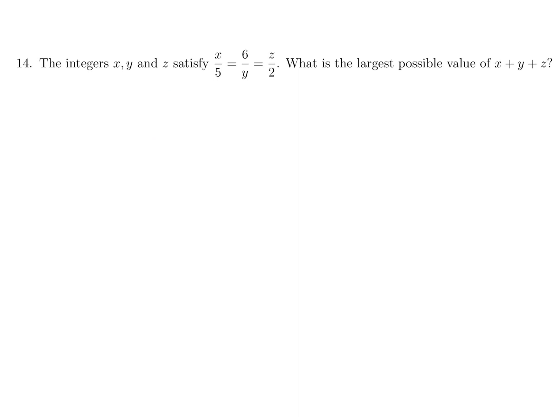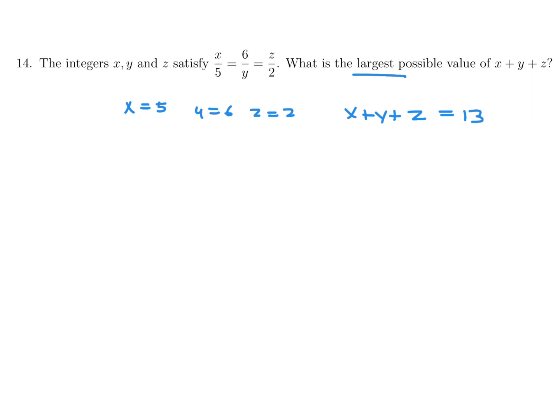x, y, and z satisfy x over 5 equals 6 over y equals z over 2. What is the largest possible value of x plus y plus z? All right, so I'm going to do a little bit of experimenting here. If x equals 5, and y equals 6 and z equals 2, those will all be equal. So x plus y plus z would be 13. But they want the largest possible. Okay, let me just keep going here.